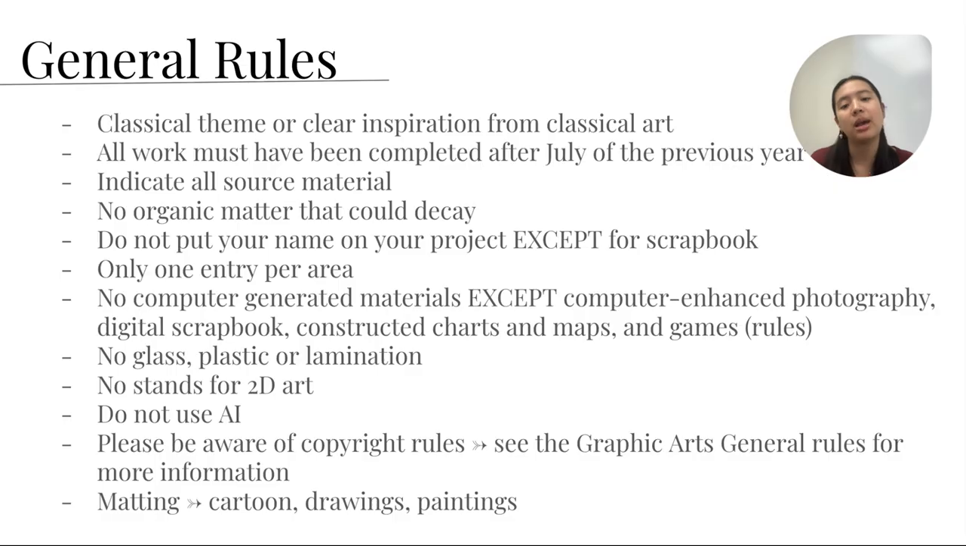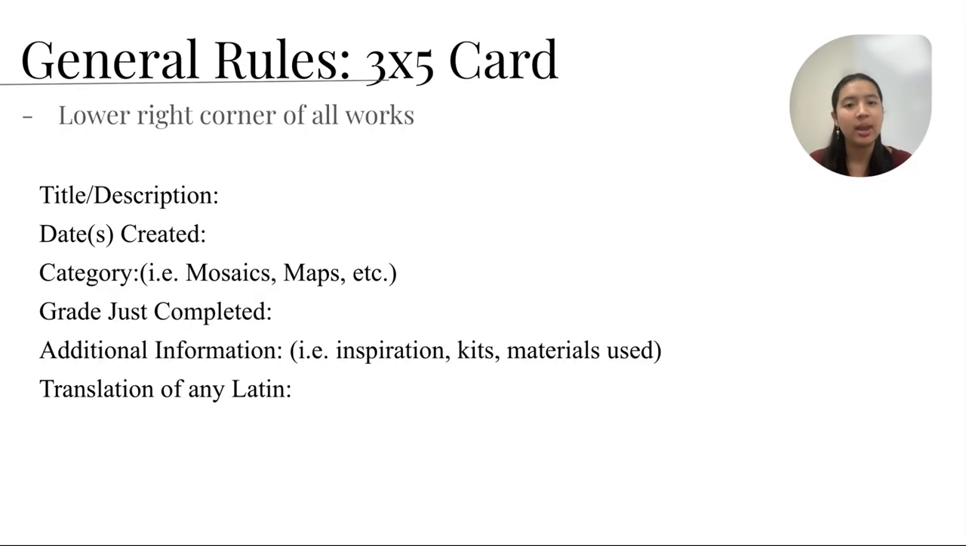And then matting. You're going to mat your cartoons, your drawings, and your paintings. As I said before, there will be an index card. This is a 3x5 card that you're going to put in the lower right corner of all of your works, and it's going to have the following: title and a description of your work, the date or dates that it was created, the category that you're submitting it in, the grade that you just completed, additional information such as the inspiration that you got it from, source material, any kits that you used, and then translation of any Latin. One of our categories includes illustrated quotes, so the translation of that is going to be on here.